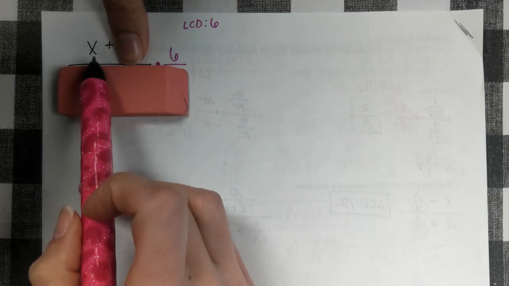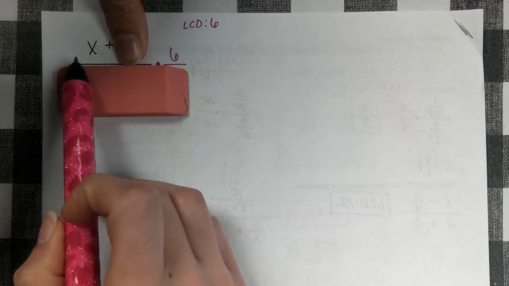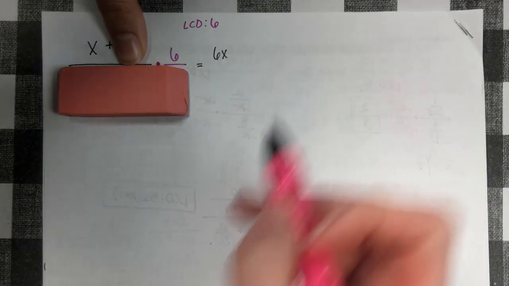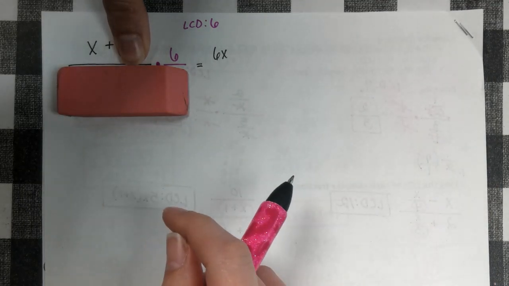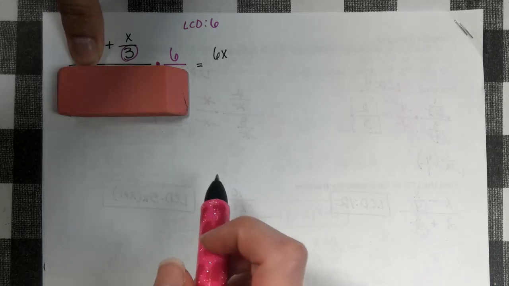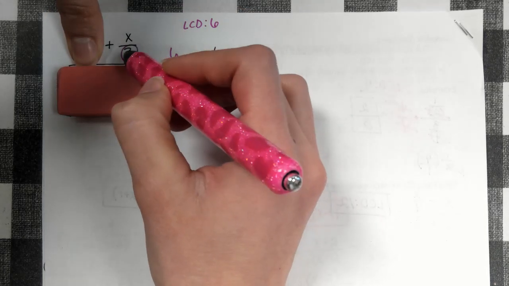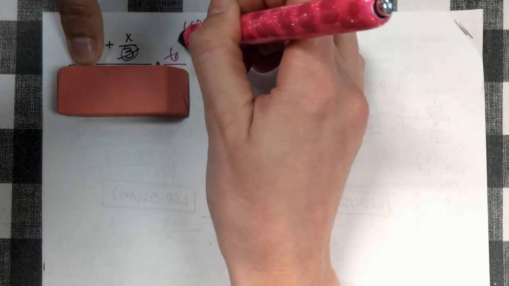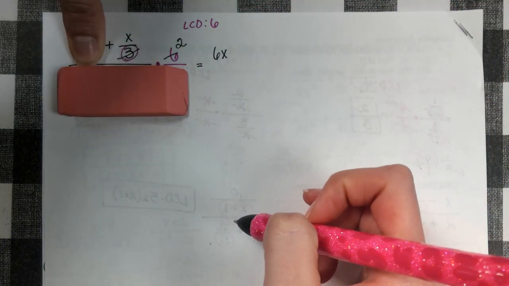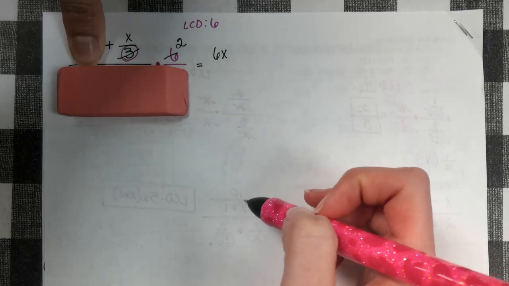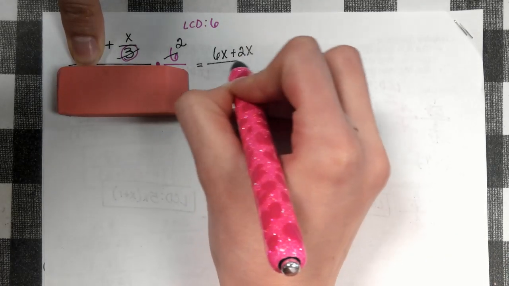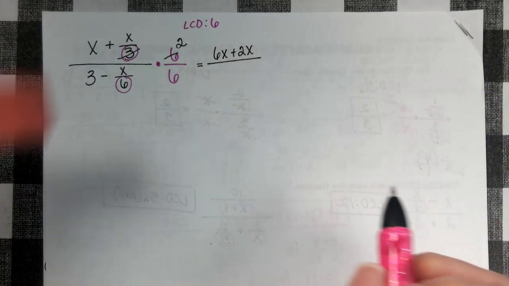Is there a denominator here? No. So I just multiply. What's 6 times x? Alright. If I do x over 3 times 6, what happens? Yes, the 6 turns into a 2 because 6 over 3 is 2. So then 2 times x is 2x.